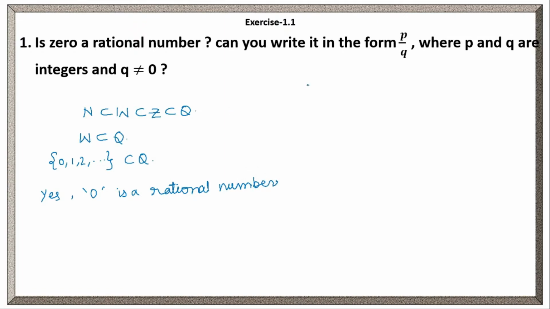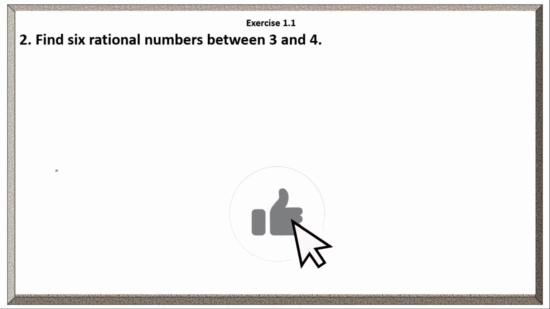Can you write it in the form of p by q? Yes, we can write 0 in p by q form. How can we write? 0 is equal to 0 by any number other than 0. 0 by 1, 0 by 2, 0 by minus 3, 0 by 100. We can write any integer other than 0 in the denominator. Clear? Let's see second problem.